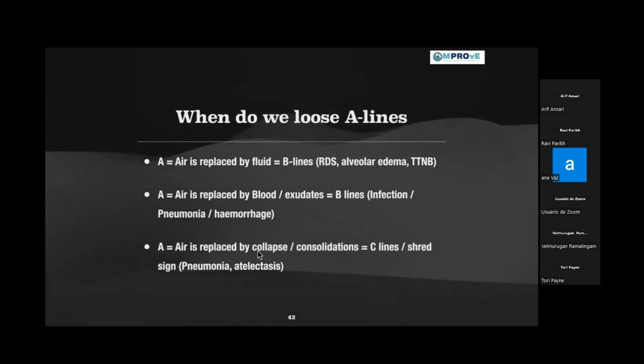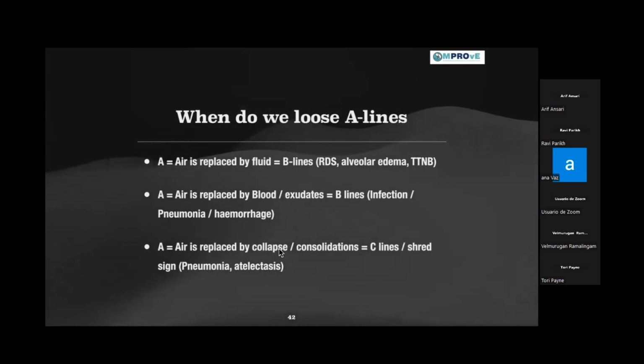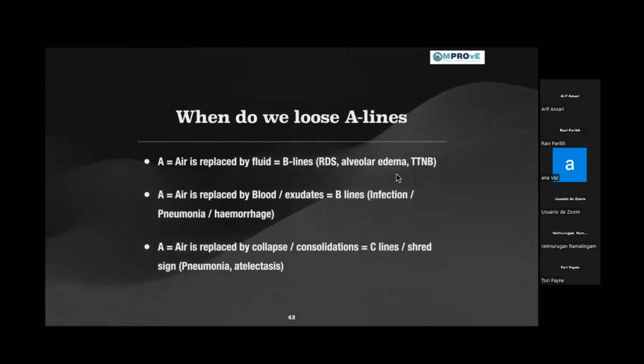Right. And air is replaced by collapses and consolidations. So you can imagine A is air giving you A lines. If there is a collapse of the alveoli, there is no air in the alveoli. Or infection has given you a consolidation. It has become thick, and gelatinous and proteinaceous substance are accumulating there. So your air is being replaced by that. So you don't see A lines. You will see rather a C profile or a shred sign, which we will talk about when we discuss atelectasis and pneumonias and all that. But you can see these are the situations where your A lines are replaced.